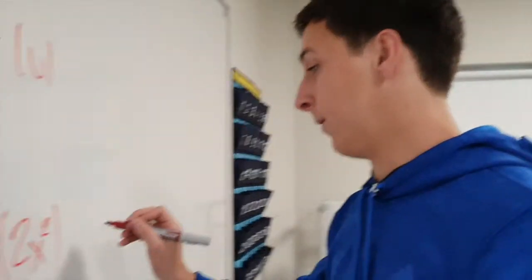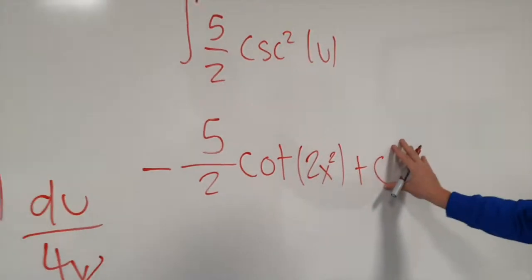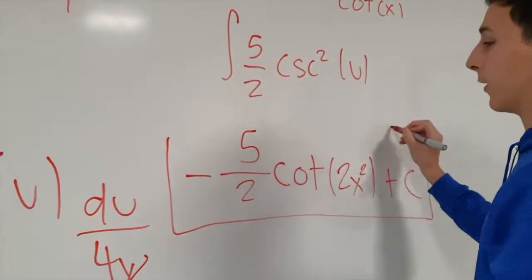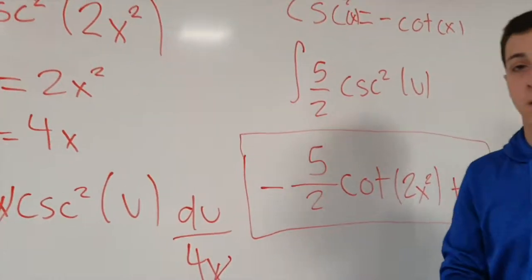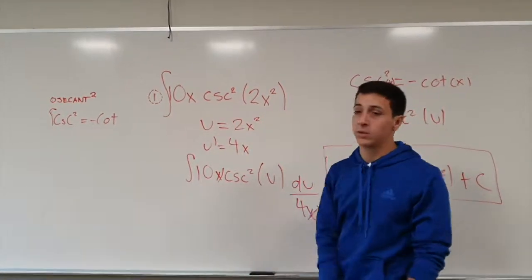Very important, you cannot miss the plus c. You know if there was something else in the equation. So this is my final answer. I'm just going to leave it in a square here so it's clear. And this is how you get the antiderivative of a cosecant squared.